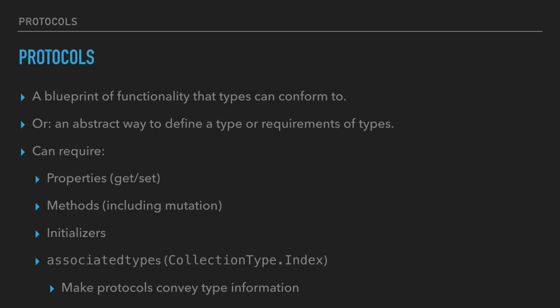And then protocols can also have associated types, like I mentioned. That lets us use protocols to convey type information from one point through the protocol to maybe a specific type, and then further down the chain, so that you don't lose important information along the way.